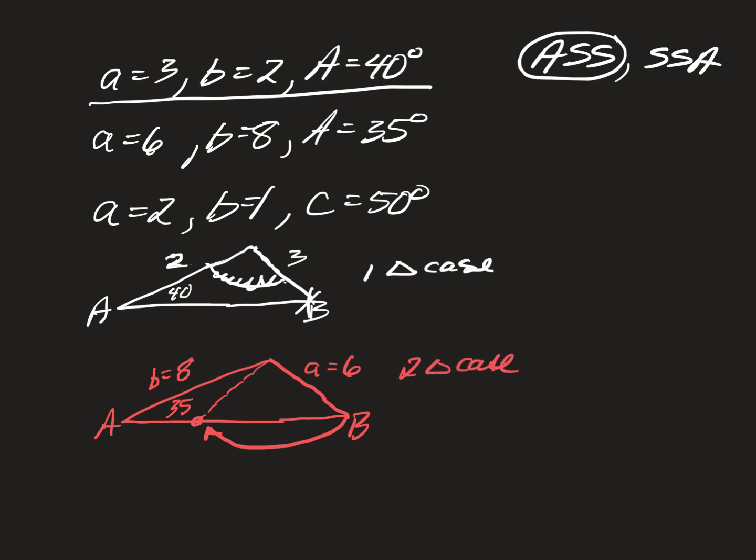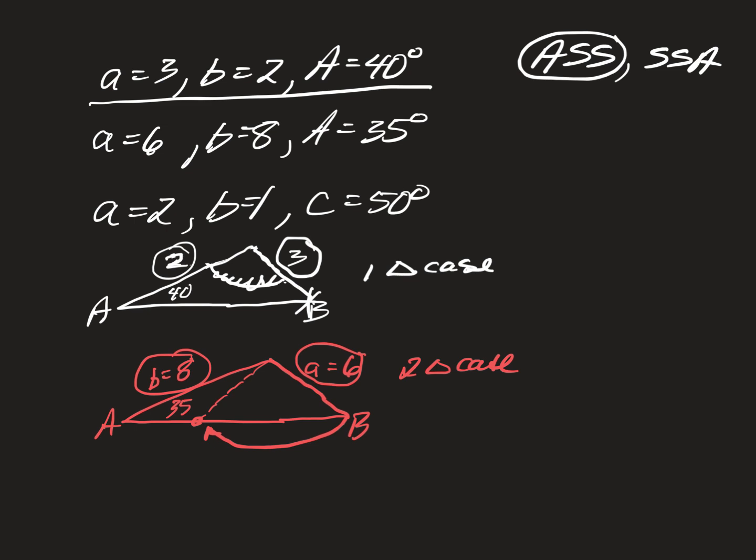All right. Now notice, in this first one, the given side of A is longer than the given side of B. In the second one, the given side of A is shorter than the given side of B. Okay? But A is long enough to swing over and touch. That's a two triangle case.